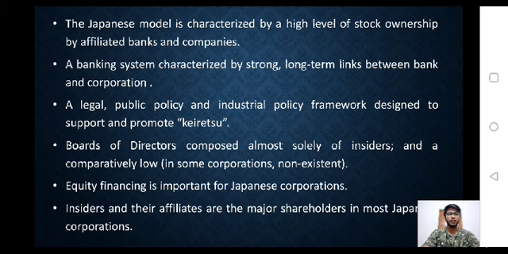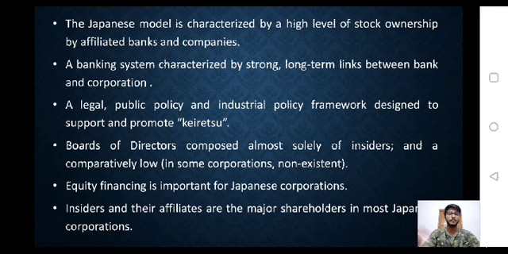This talks about the composition of the board of directors according to the Japanese model. The Japanese model always focuses on composing the board with insiders. The inside shareholders will be included in the board itself. As the board is constituted of insiders, the Japanese corporation is always focusing on equity financing.